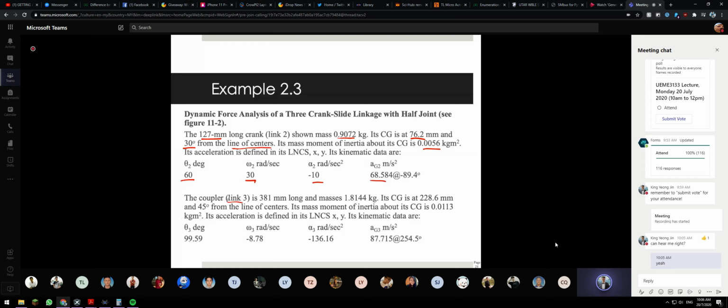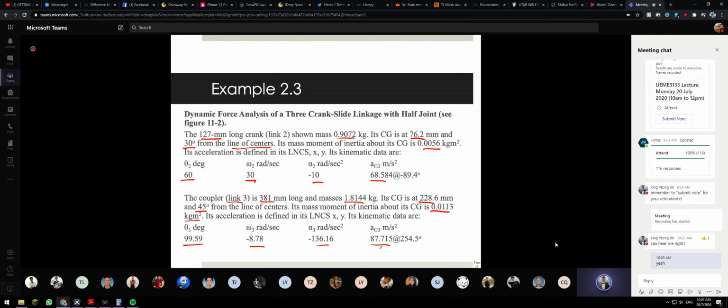Then link 3, we have the length 381, and the mass. Then the center of gravity also sits away from the line center, at 45 degrees. And then the mass moment of inertia is 0.113 kilogram meter squared. So these are the other values that we get.